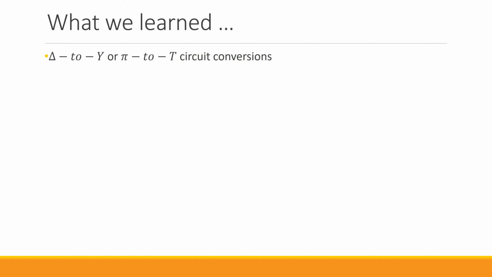So in this video, we learned how we can convert from a delta to Y configuration or from a pi to T configuration. And this can be very useful in cases where, for example, for the Wheatstone bridge, instead of the galvanometer at the central branch, we have an additional resistor. So that helps us to simplify that equation and get to an equivalent circuit which can be easily simplified, and you can find the equivalent resistance with much more ease.